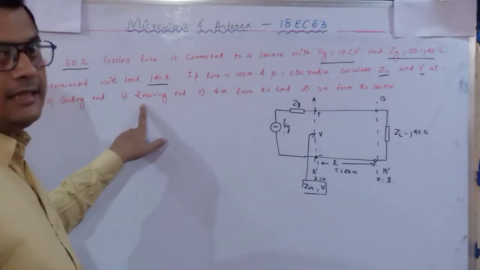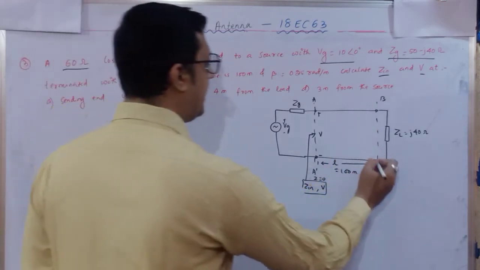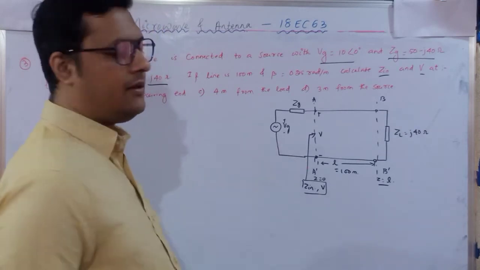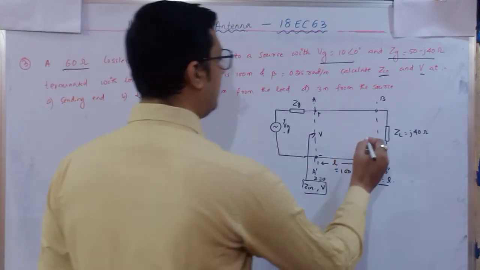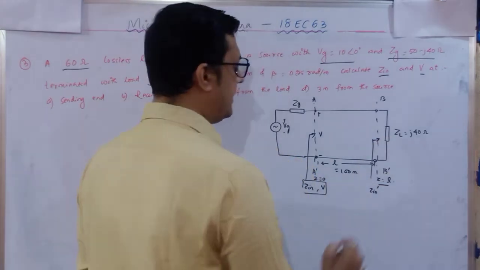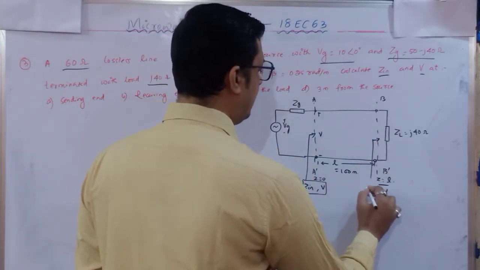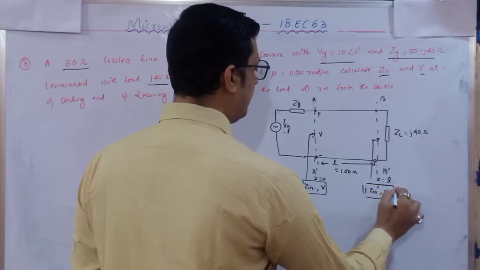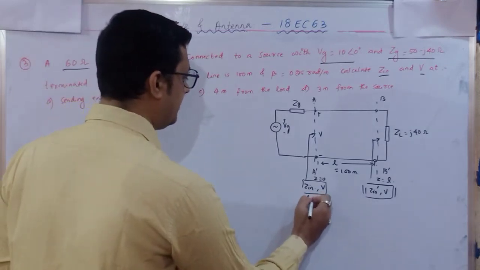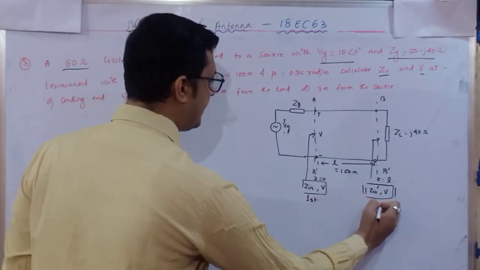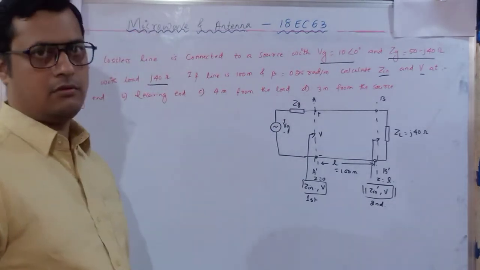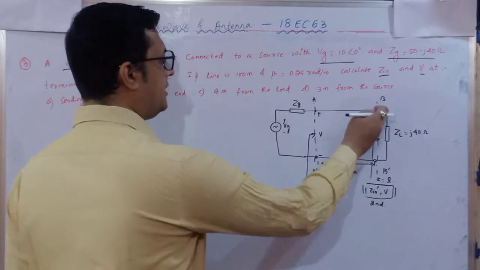Next, at the receiving end. At the receiving end means at distance Z equal to L, that is 100 or depending upon this length. Here you have to find out what is your input impedance. Let us consider this is Zin dash and that is V. Okay. So let us consider like this. So this is the second case. This is the first case. This is the second case. Next, 4 meter from the load. 4 meter from the load means from this, 4 meter.